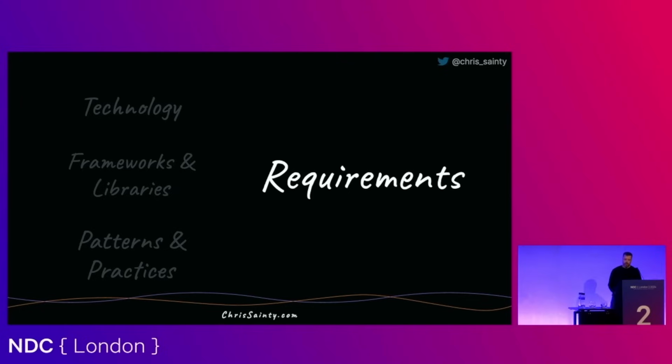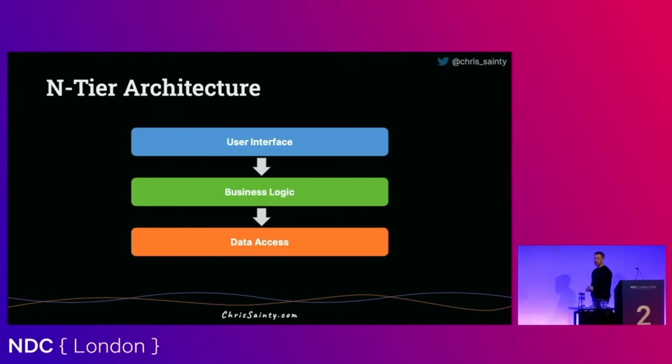So I want to start us off with where I started my career, with N-tier architecture. I started my career as a software engineer, sort of late 90s, early 2000s, and this was the dominant architecture. Arguably, it's still one of the most popular. It's still used by a lot of applications out there.